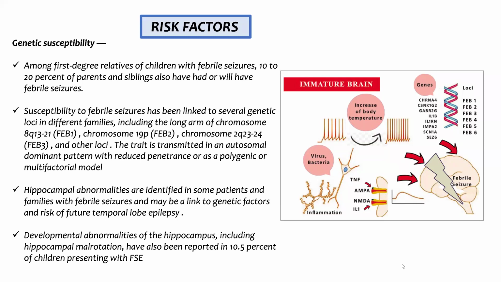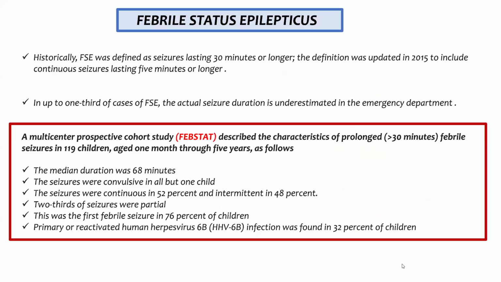So genetics, as of now, we don't have solid evidence that a particular gene will definitely cause it, but we have some genes in the pipeline, and this, along with other factors like epigenetic factors, environmental factors, and viral infections, all together will cause a multifactorial kind of picture. So that is the main etiology of febrile seizures.